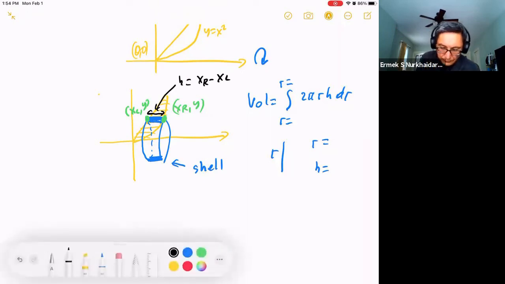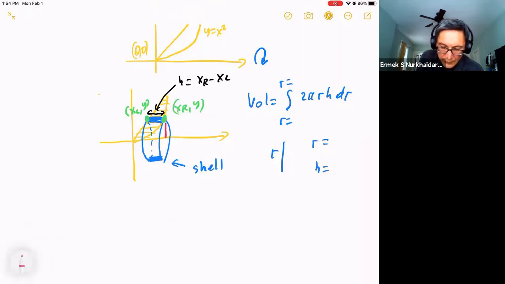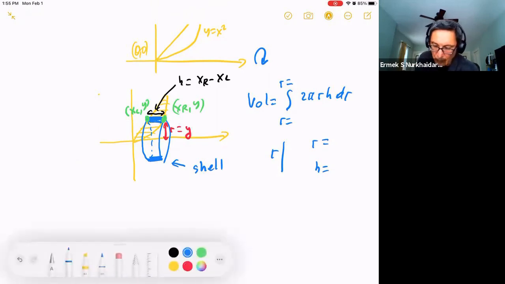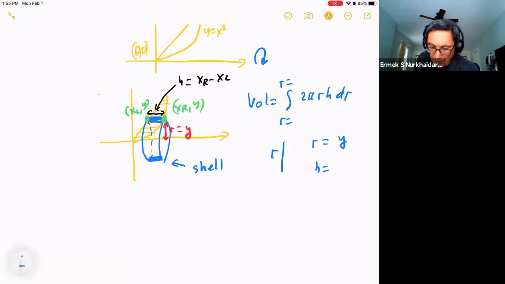Radius. Radius is from here to here. That's the radius. The radius is vertical. It's the vertical distance from the x-axis to the point, which is the y coordinate of the point. So r equals y. So we are ready to write that down: r equals y, h equals x right minus x left.